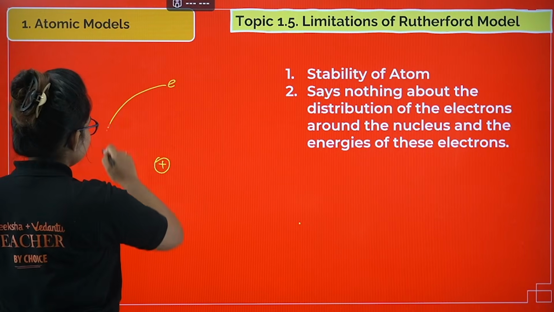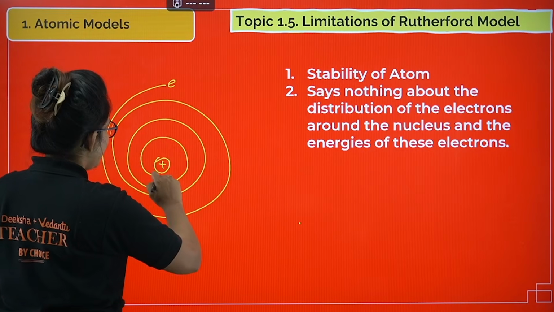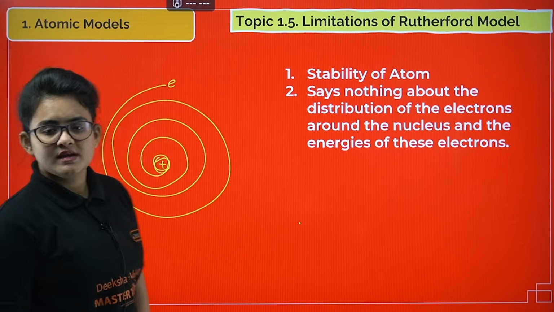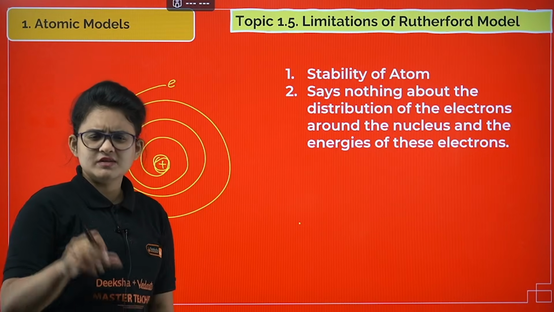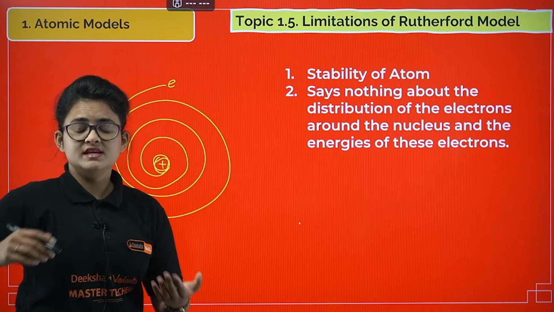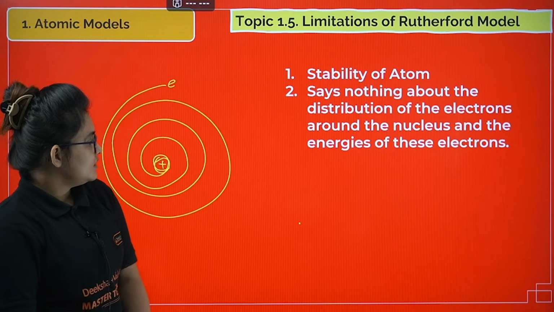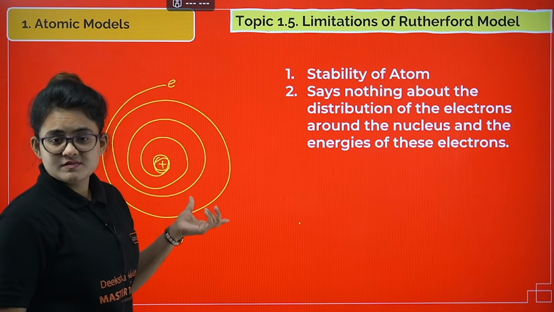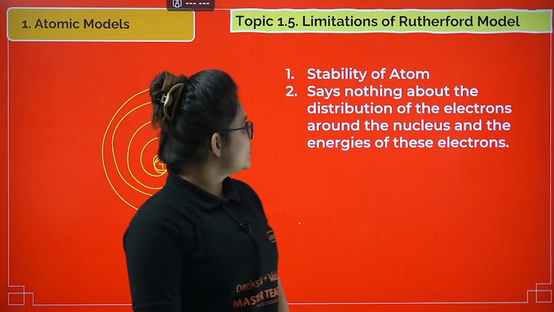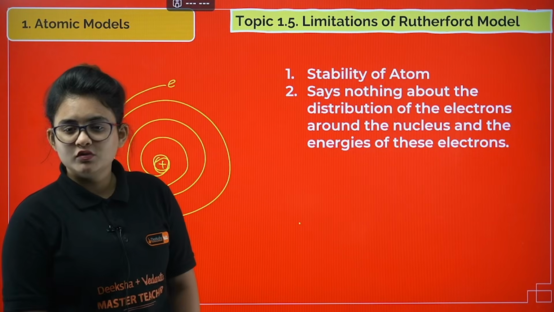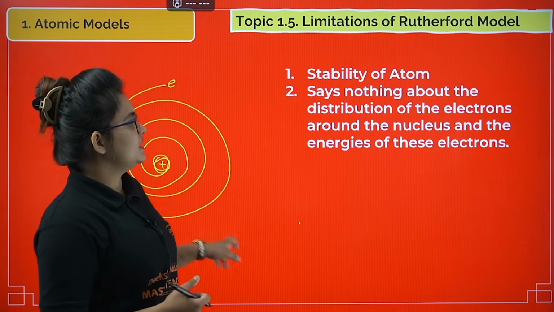So once upon a time, as it keeps radiating energy, it will follow a spiral path and collapse on the nucleus. Because once it runs with velocity, definitely it will radiate energy. So if you follow this, the atom is not stable. Next, it says nothing about the distribution of electrons around the nucleus and the energies of those electrons. These are the limitations.